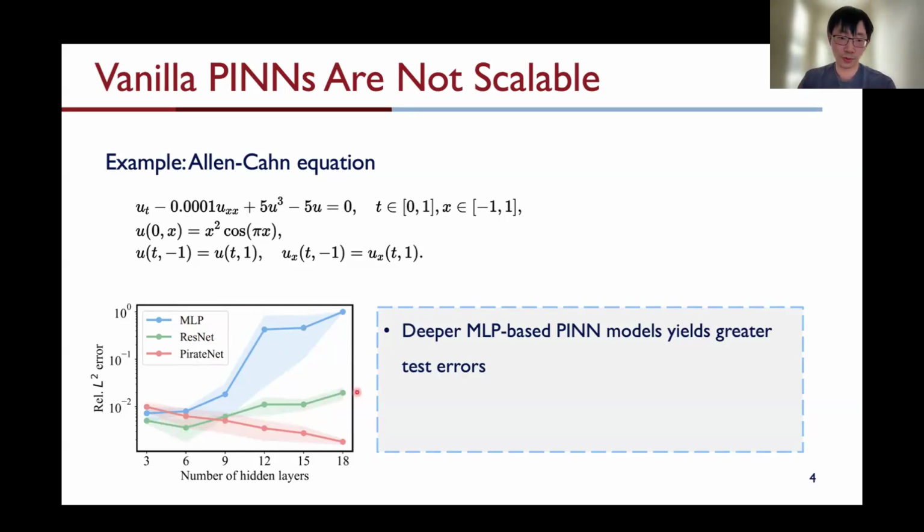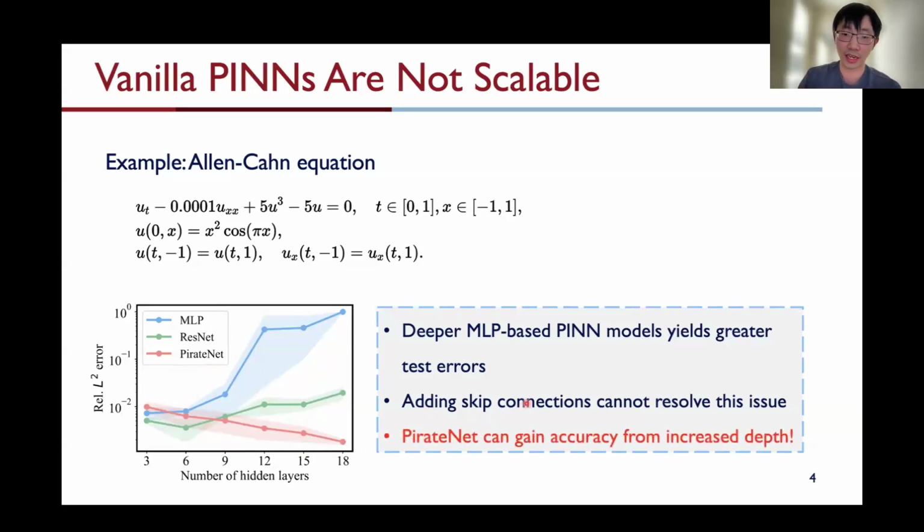You can see that with this ResNet, we can get slightly better accuracy, but we cannot reverse the trend. Still, we get worse accuracy when we increase the number of hidden layers. In other words, adding skip connections cannot solve this scalability issue. But instead, if you look at this red curve, that's the result corresponding to this PirateNet I'll introduce in the following slides. You can see that the PirateNet can gain accuracy from increased depth. This is really something fundamental we need if we want to scale our architecture.